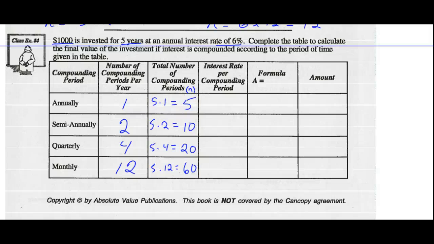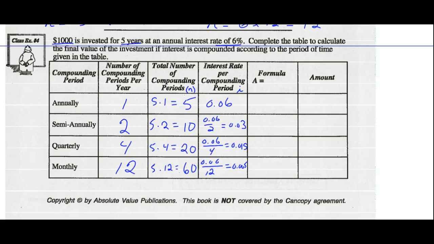Interest rate per compounding period. So this is going to be our i. So let's write this as a real number. 6% once a year, 0.06. Semi-annually, you have to go 0.06 divided by 2, which is 0.03. Quarterly, our interest divided by 4 times a year, so that gives us 0.015. And then 0.06 divided by the number of compounding periods per year, which is 12, gives us 0.005.